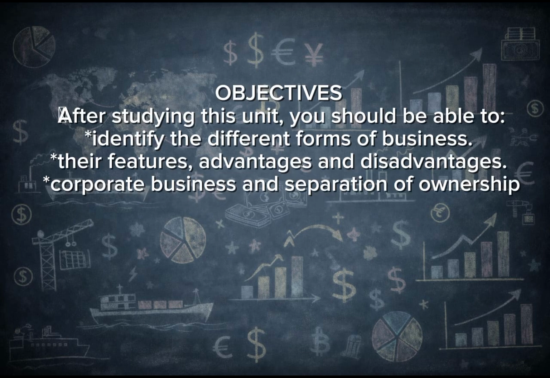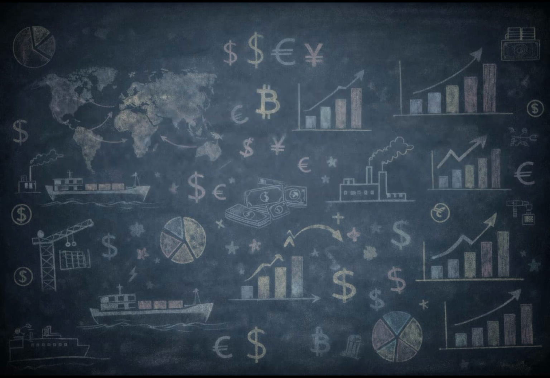At the end of today's class, we would understand the different forms of business. We will understand their features, their advantages and disadvantages. Then we will look closely into the corporate form of business and discuss how it relates with separation of ownership and its impact, and how it leads to conflict of interest between the corporate objective and the managerial objective.